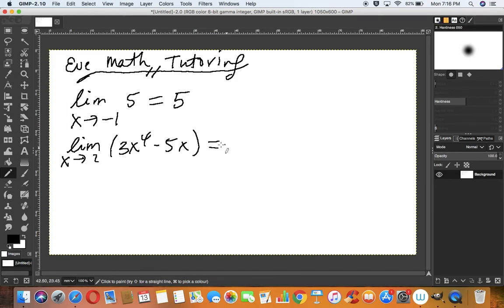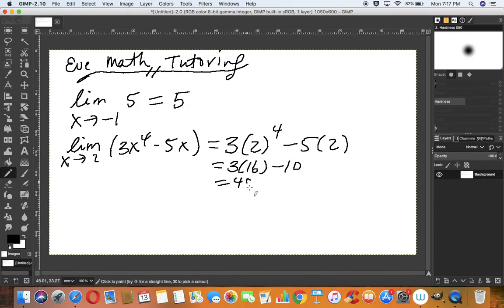But if I have something like this, in this case, I can actually plug the 2 into here. So I would get 3 times 2 to the 4 minus 5 times 2. And then I would use BEDMAS. I would evaluate the exponents first and then the multiplication. 3 times 16 minus 10, which is 38.